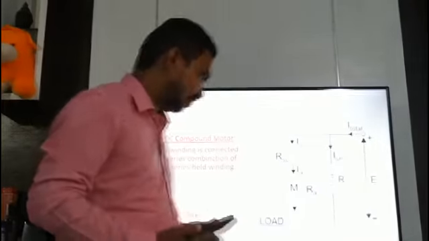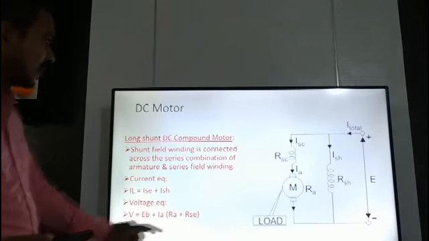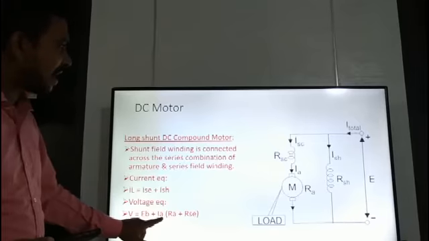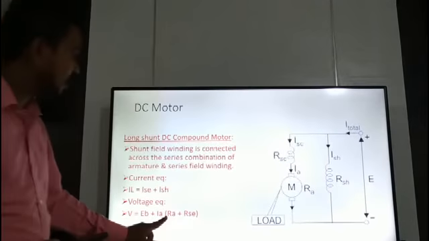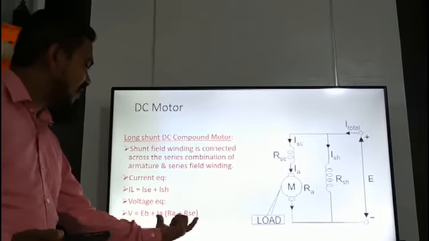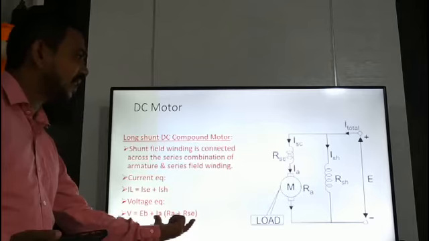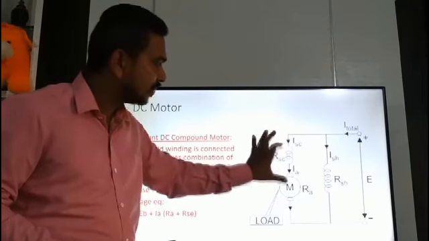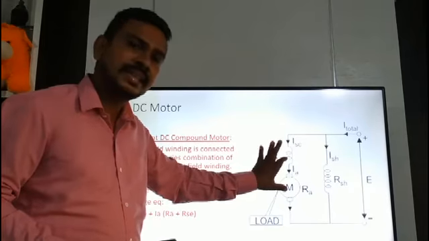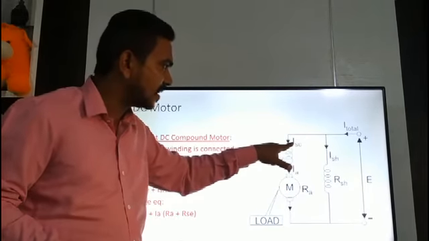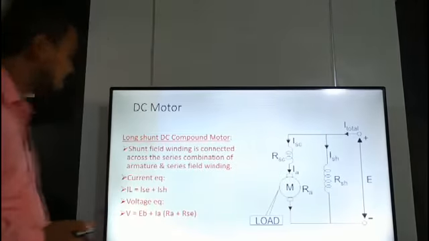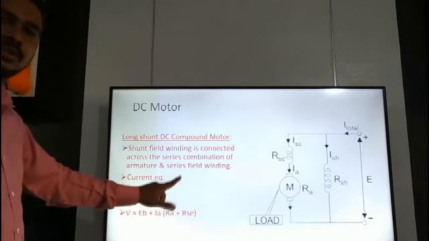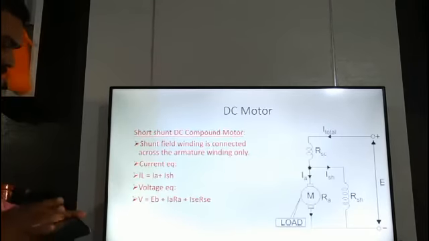Voltage given to the motor. So V is equal to EB, that is the back EMF generated in the armature, plus IA into (RA plus RSC). Why can we take IA into (RA plus RSC)? Because ISC and IA are the same. Why are both the same? Because they are connected in series. That's why we can write that ISC is equal to IA. So the voltage equation becomes V is equal to EB plus IA into (RA plus RSC).